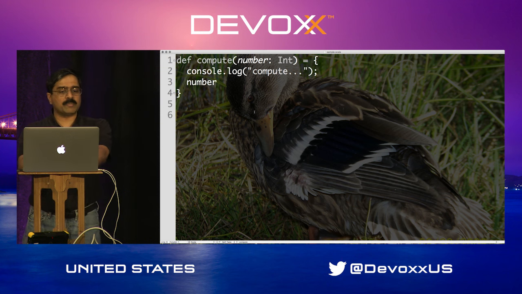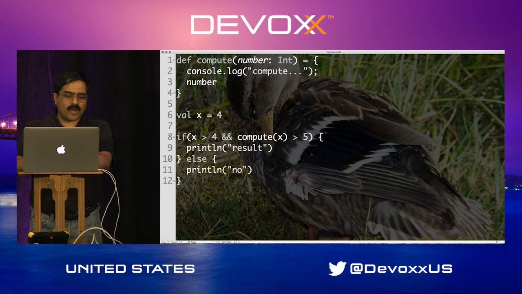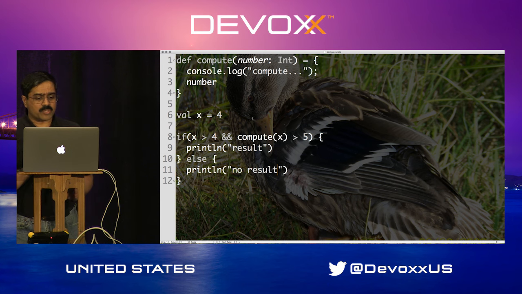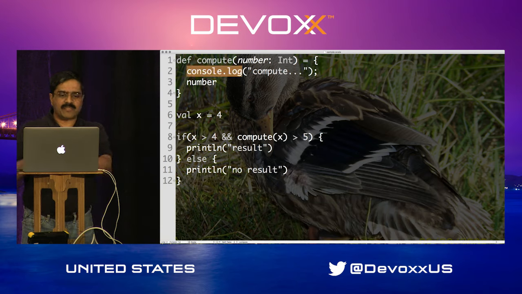In this case, of course, I'm going to say x is equal to 4, and I'll say if x is greater than 4 and compute of x is greater than 5, then I want to, of course, print out result. Otherwise, else, no result, much like what I did, that silly code in the Java side. When I run this code, of course, what you notice in this case is that it is not going to go ahead. Oh, did I say console? Sorry, too much JavaScript going on. So let's go ahead and say println, of course.